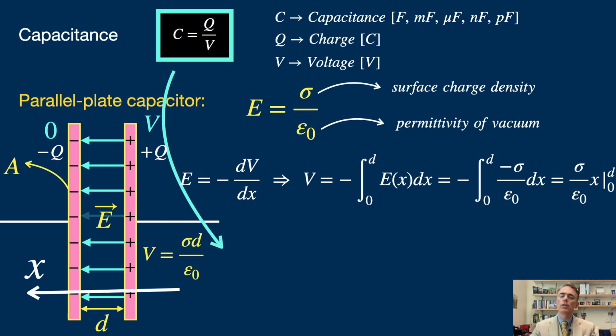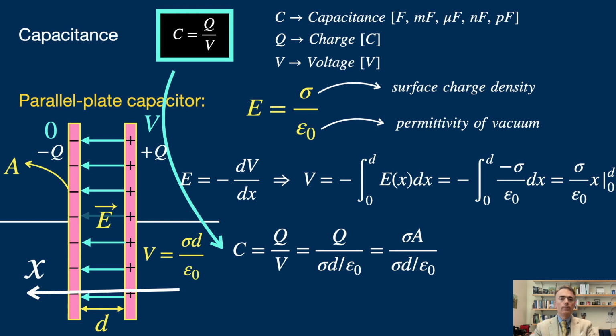Now, from the definition of capacitance, C equals Q over V, and substituting V from the equation above, we get, after simplifying, C equals epsilon naught times area over distance. Thus, the capacitance of a parallel plate capacitor depends on the area of the plates, the distance between them, and the permittivity.